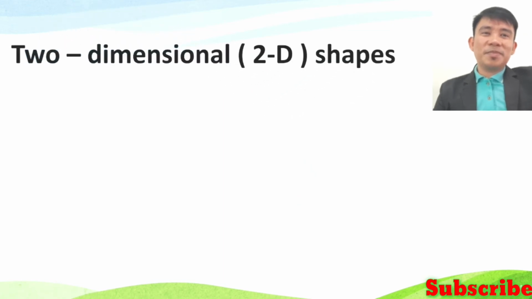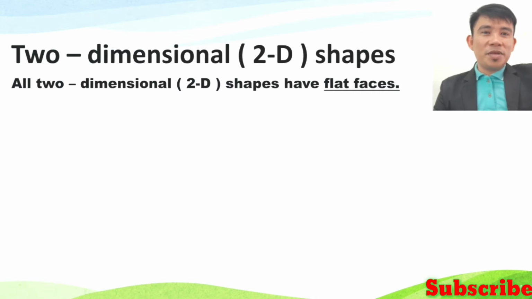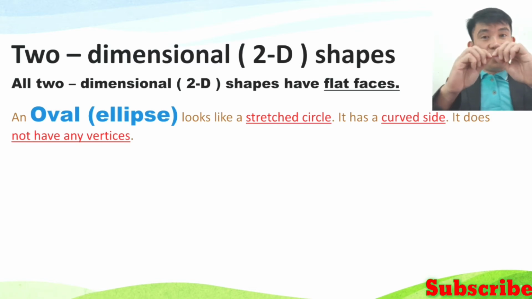Now let's proceed. Two-dimensional or 2D shapes. Don't forget and always remember that all two-dimensional shapes have flat faces. Okay, flat faces, it might be a square, rectangle, a triangle, a circle, an oval. All the two-dimensional shapes have flat faces. So now it's an oval. An oval or an ellipse looks like a stretched circle. It's like a circle, and then you just stretch it.